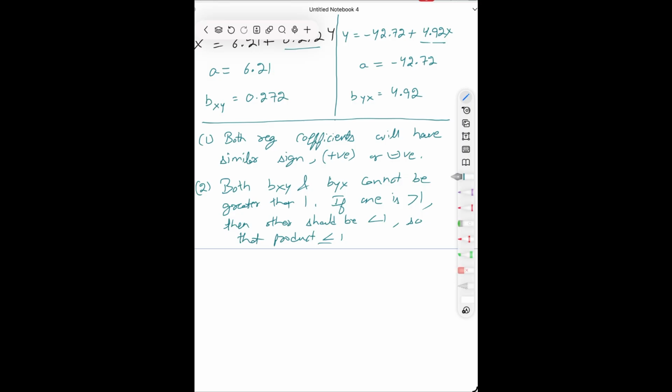Then the third figure is that R is equal to, R is the correlation coefficient. So my correlation coefficient is equal to Bxy multiplied by Byx and under root of that. And fourth and last interesting thing is, if you calculate the R square value, it becomes coefficient of determination.